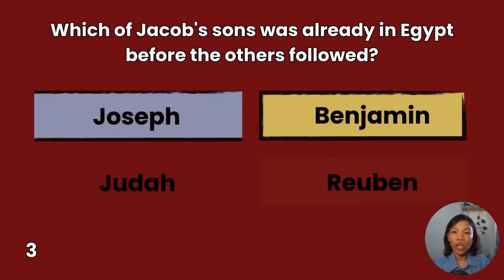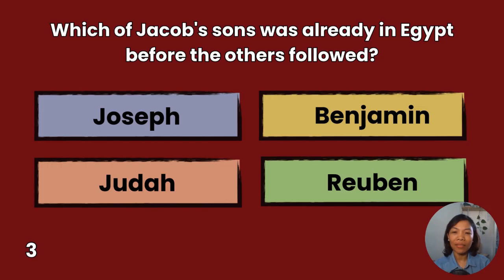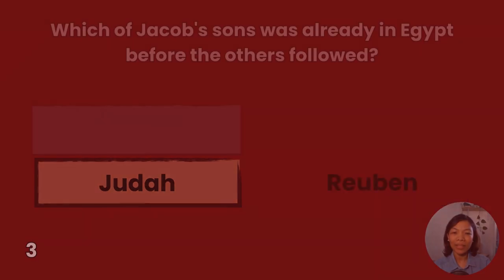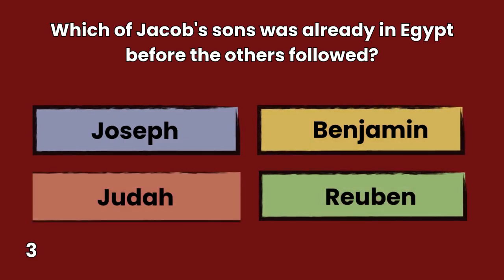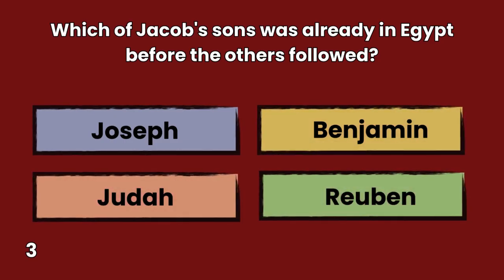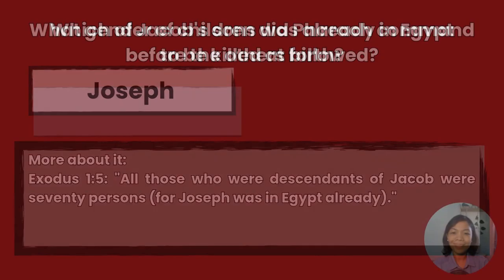3. Which of Jacob's sons was already in Egypt before the others followed? Joseph, Judah, Benjamin, Reuben. You have 10 seconds to answer. The answer is Joseph, Exodus 1:5. All those who were descendants of Jacob were 70 persons, for Joseph was in Egypt already.